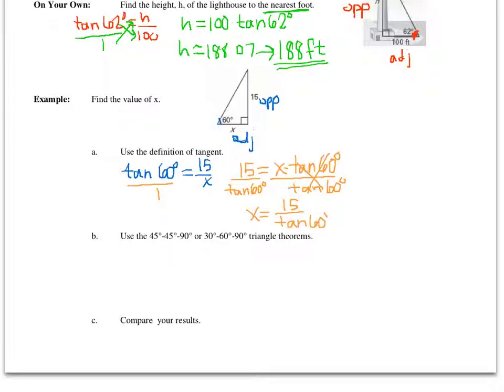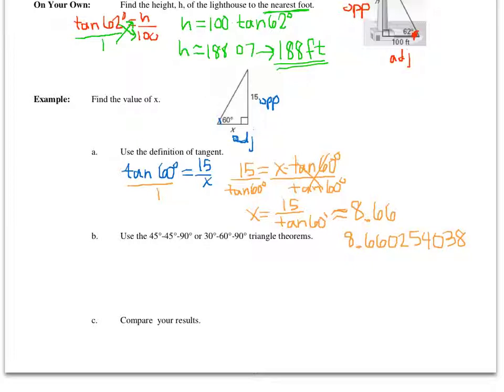And if you put that into your calculator and then round it to 2 decimal points, you'll find that it's about 8.66. Now I'm going to actually write this whole decimal out because, if you look down in part C, it says compare your results. I want to be able to compare my results here. So if I write this entire decimal that my calculator gives me, it's 8.66025438. I just copied that whole thing from my calculator so that I can compare my results a little bit better.